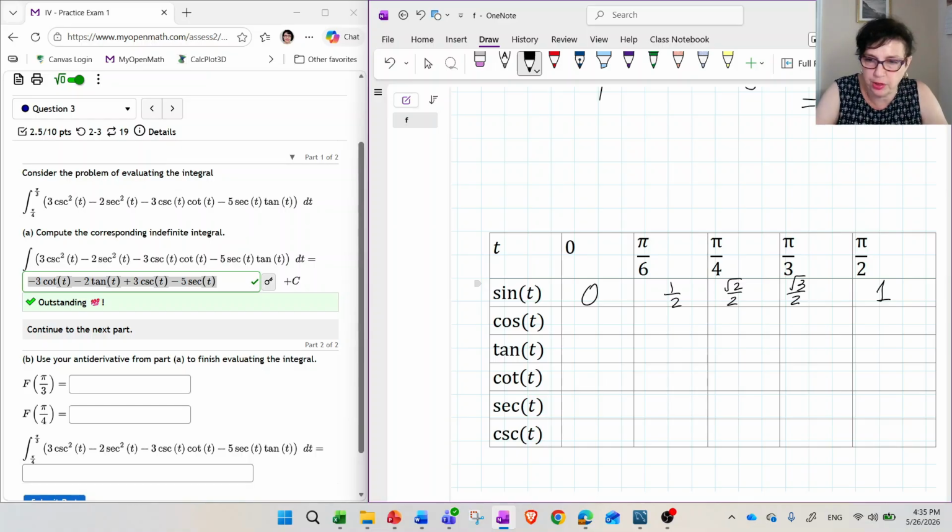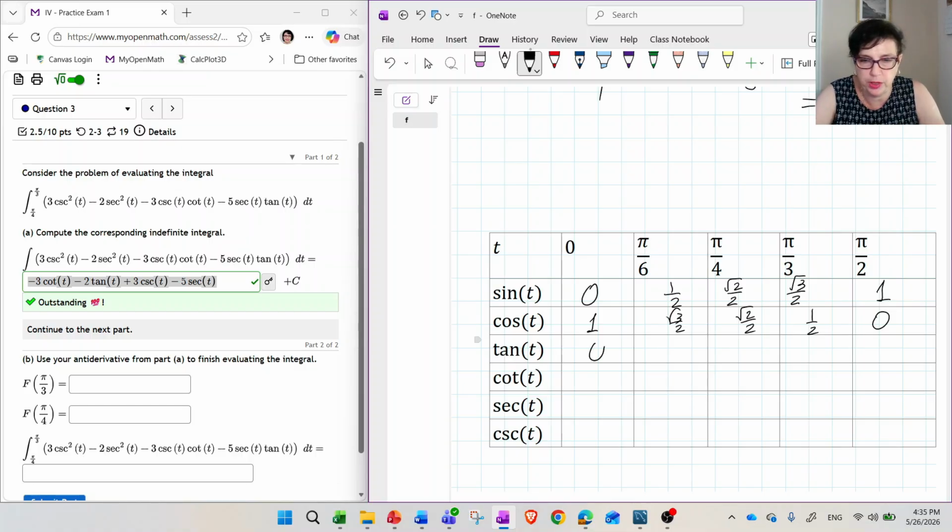So instead of starting at 0, you're just going to go backwards. So this is 1, this is square root of 3 over 2, this is square root of 2 over 2, this is 1/2, and then back to 0. Okay? That's it. Now, to get tangent, you need to remember that that's sine over cosine, which hopefully you remember anyway. So you're just going to divide.